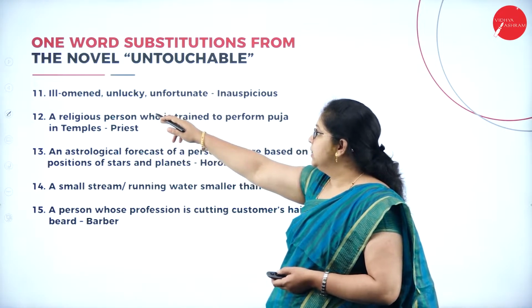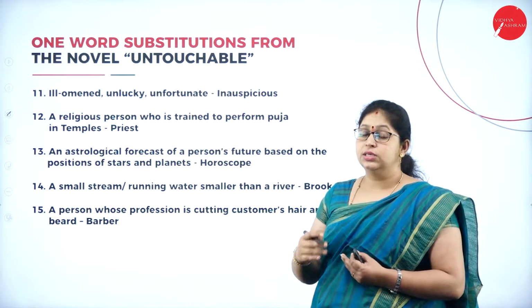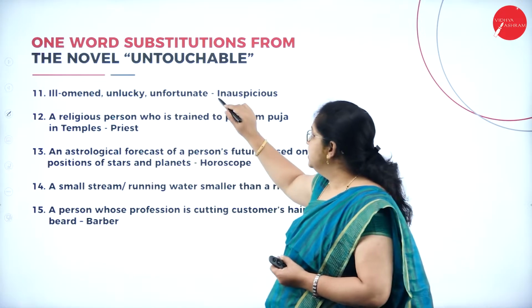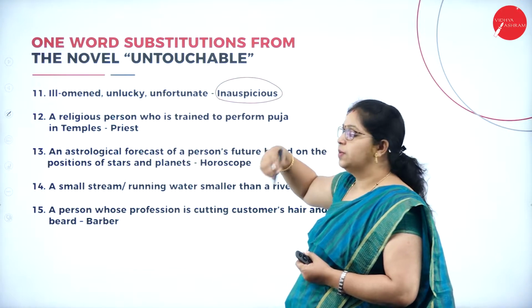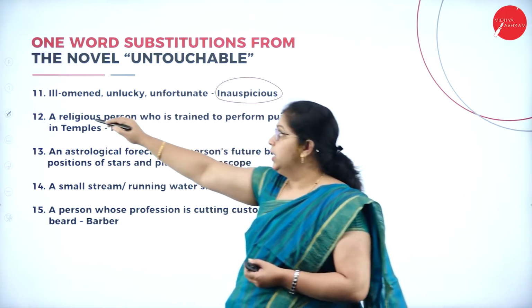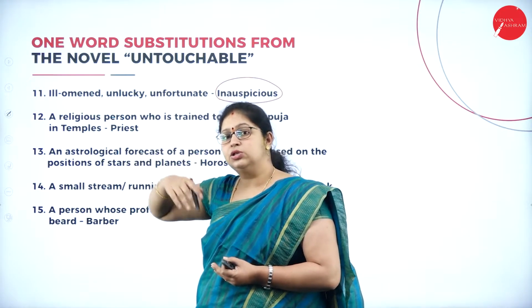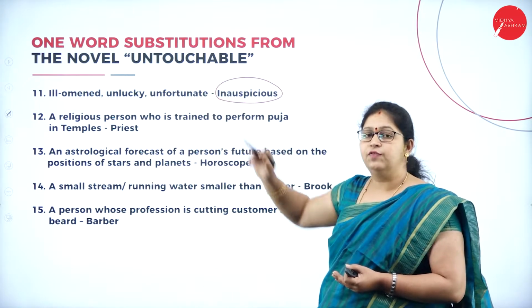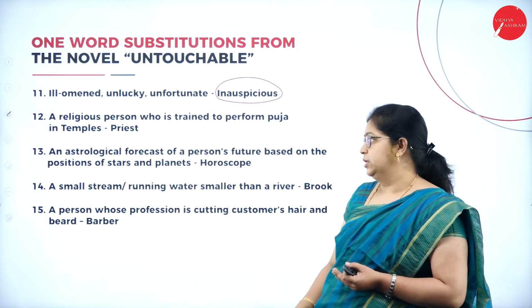Ill-omened, unlucky, unfortunate. So, this is opposite to auspicious. So, what is that word? That is inauspicious, which is opposite to auspicious. Here, it is ill-omened. The omen is not about future success. It is ill-omened, unlucky or unfortunate, known as inauspicious.